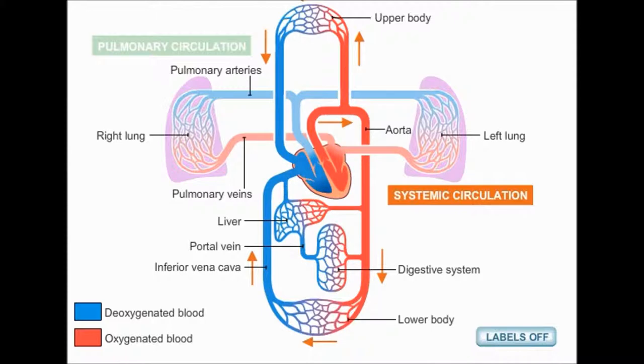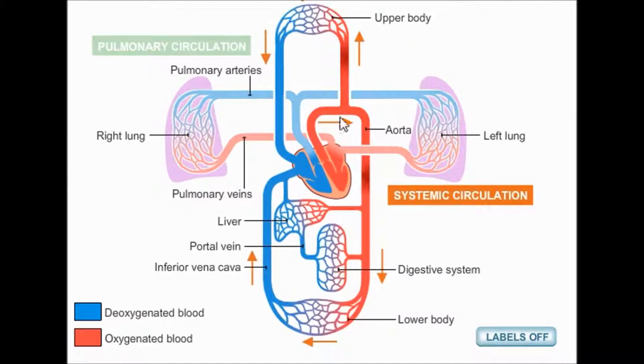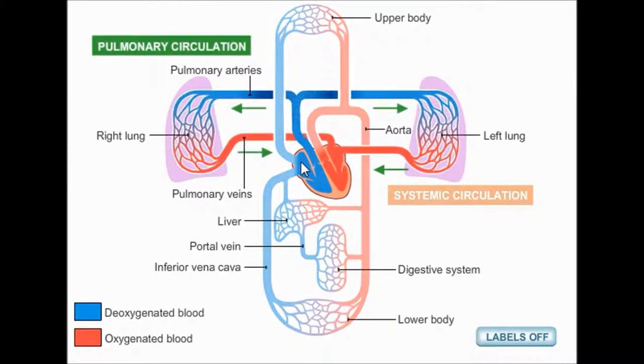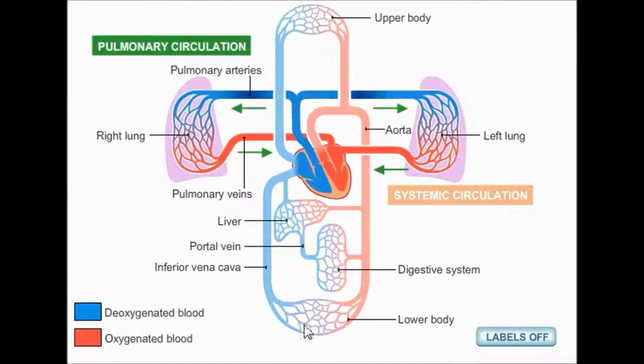Now, in this animation, you can get an idea of what I was talking about before with the idea we've got two hearts stuck together. We've got one which does what's called the systemic circulation, the body. This is the blood that goes off to the body. And then we've got the other half which does the pulmonary circulation, the blood that goes around to the lungs. So our heart, our circulatory system, is called a double circulatory system. A red blood cell will go heart, lungs, heart, body, heart, lungs, heart, body.